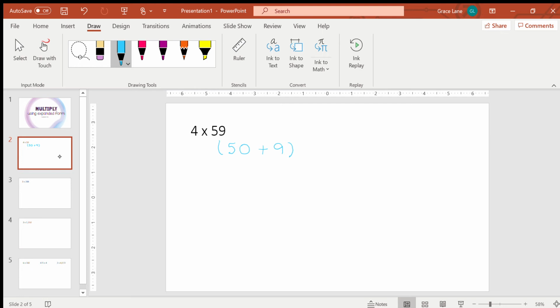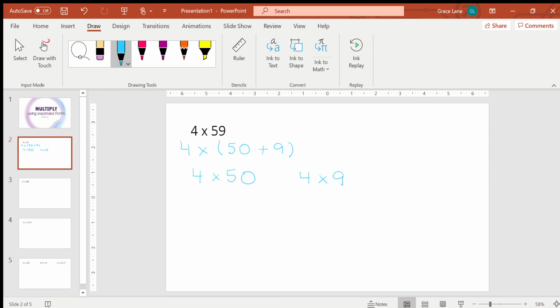This problem, when we break it up using place value, really says 4 times, and then the 50 plus 9 is in parentheses right now. The distributive property says that because 59 can be broken up into 50 plus 9, we can multiply 4 times 50 and 4 times 9 to find 4 times 59.